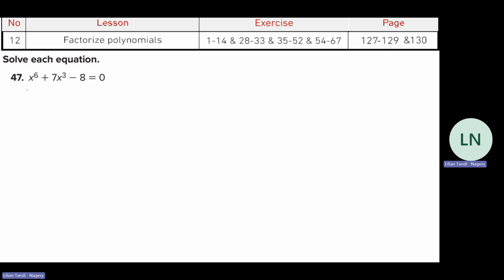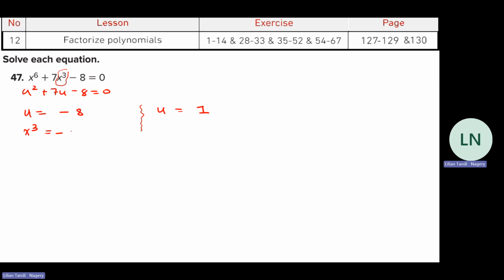I'm going to make this u squared plus 7u minus 8 equals 0. And then you're going to solve this using the quadratic formula or table or calculator. So you're going to get 2 u's. Your first u will be -8, and your second u will be 1. Okay? And then you said u is x cubed. So now instead of writing x squared, you're going to write x cubed.